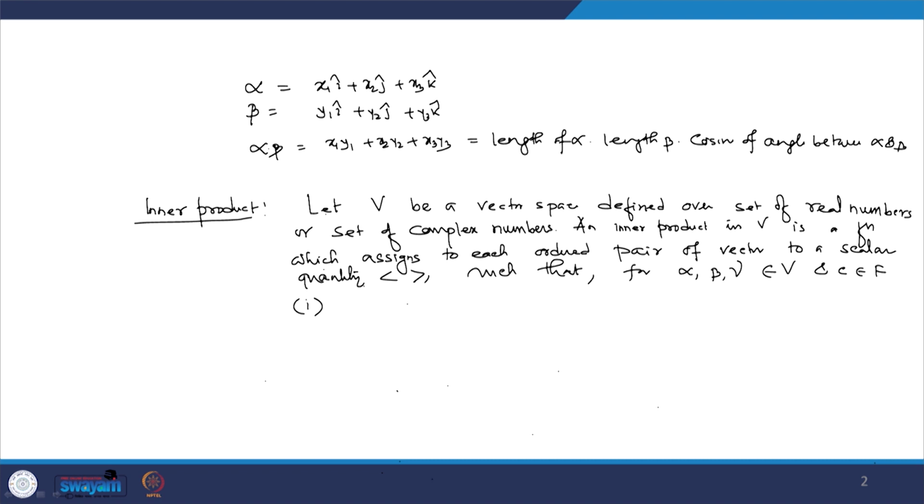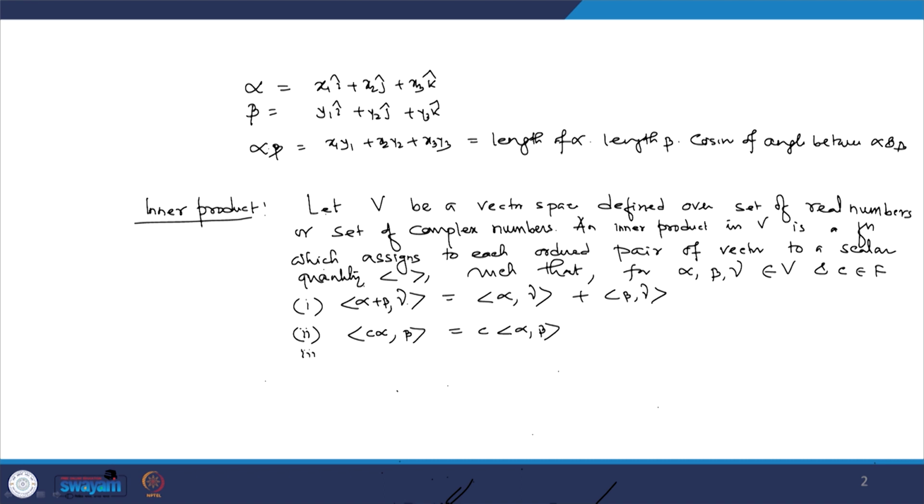It satisfies, first, the inner product of alpha plus beta, comma gamma, equal to the inner product of alpha, gamma plus the inner product of beta, gamma. This is called the linear property of the inner product. Second, the inner product of C times alpha and beta equal to C times the inner product of alpha, beta.